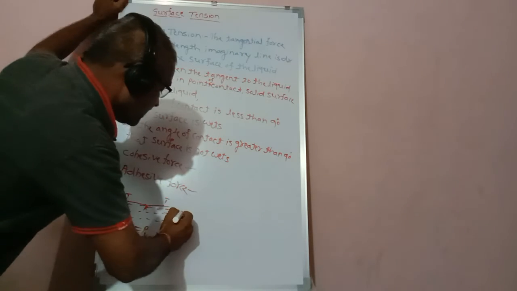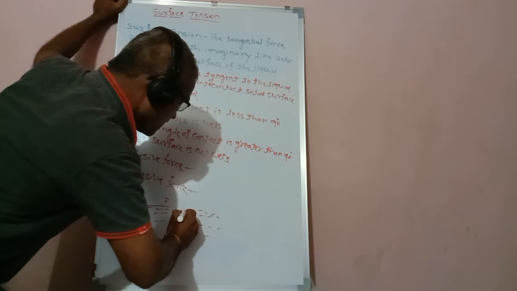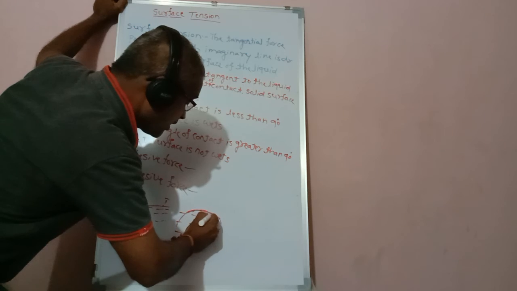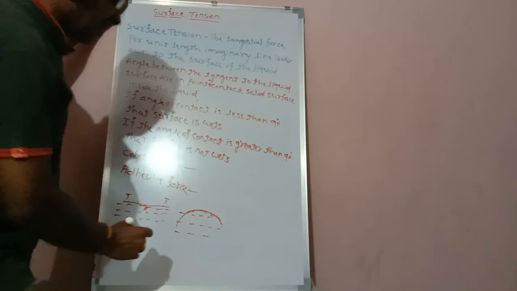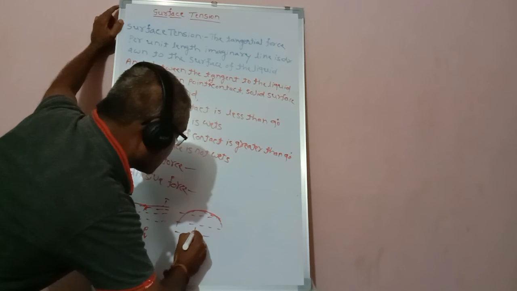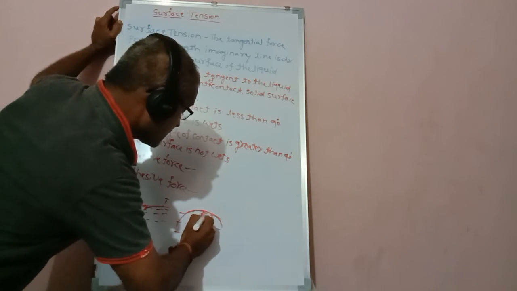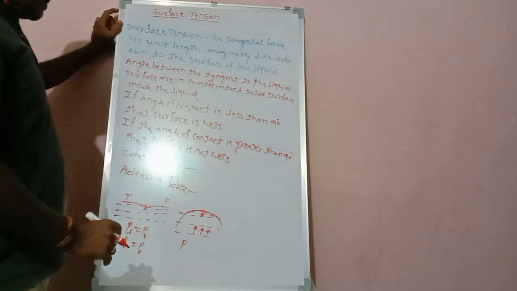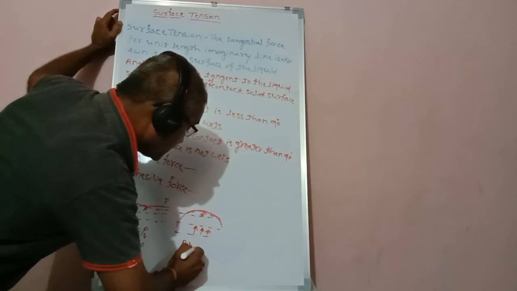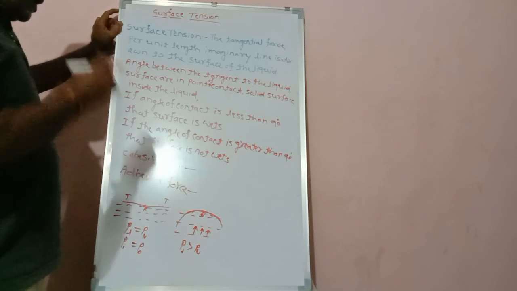Suppose the water is here in the second figure, a convex surface. In the convex surface, the pressure inside the liquid is greater than the pressure on the vapor side.